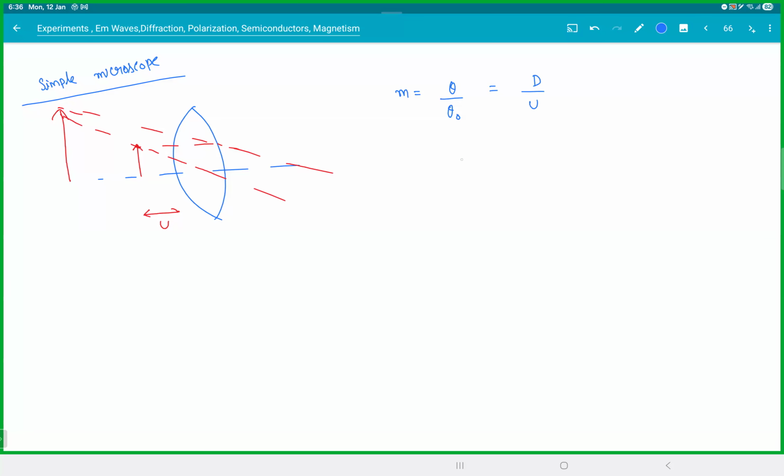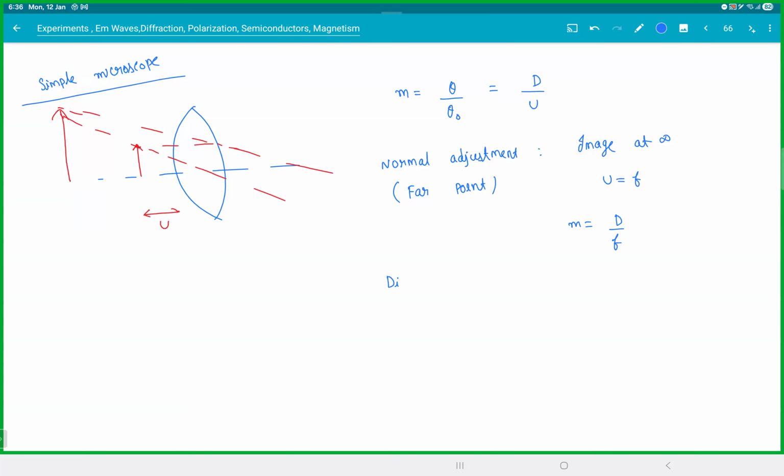That is your magnification. So for normal adjustment, what is normal adjustment? Far point. That means the image is at infinity. So the observer who is looking at the lens will think image is at infinity. That means you must be at focal length. So the magnification will be D by f.